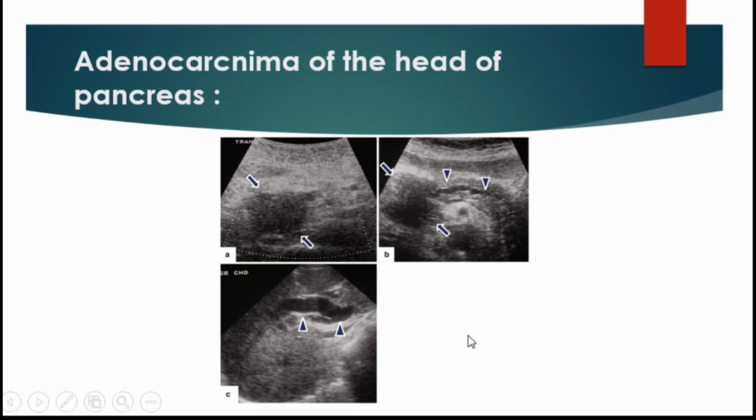Okay, this is adenocarcinoma of the head of the pancreas. Usually adenocarcinoma of the head of the pancreas appears as a hypoechoic mass. Big mass, ugly looking, hypoechoic. And what do we see here? Ductal dilation, obstruction of the duct. You can see this duct is markedly dilated.